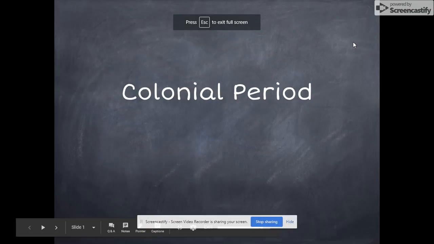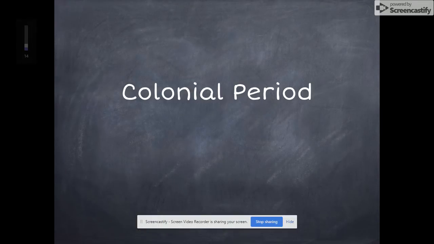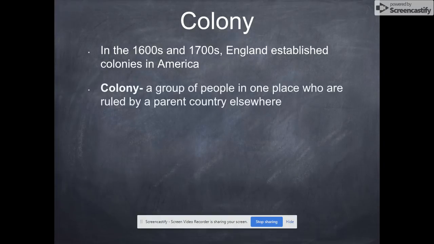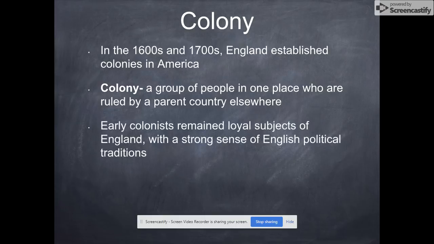All right, so we're going to talk about the colonial period. This is stuff that you looked up on Friday, but we are going to go into more depth with it. All right, so a colony. In the 1600s and 1700s, English established colonies in America. We found that a colony is a group of people in one place who are ruled by a parent country elsewhere. So the English were ruling from over in England, which is, of course, across the ocean.